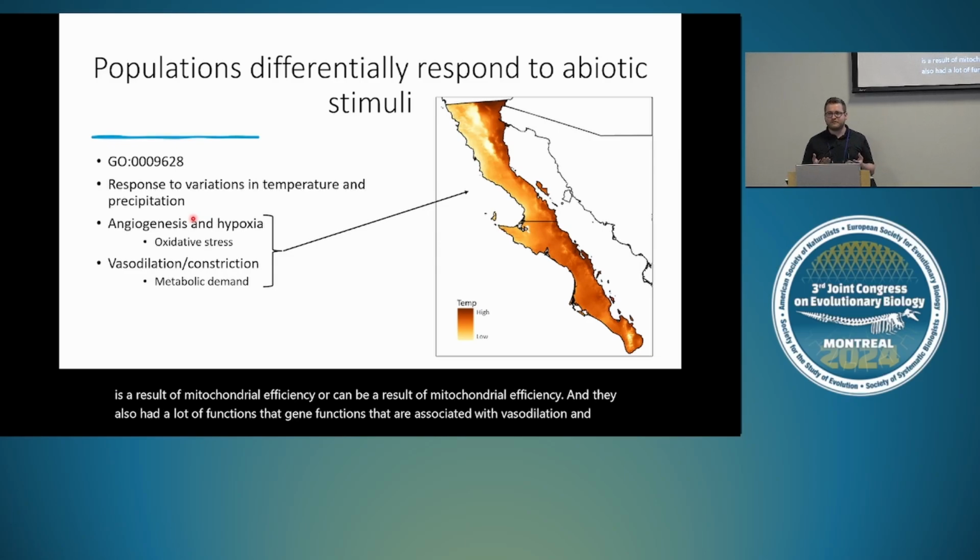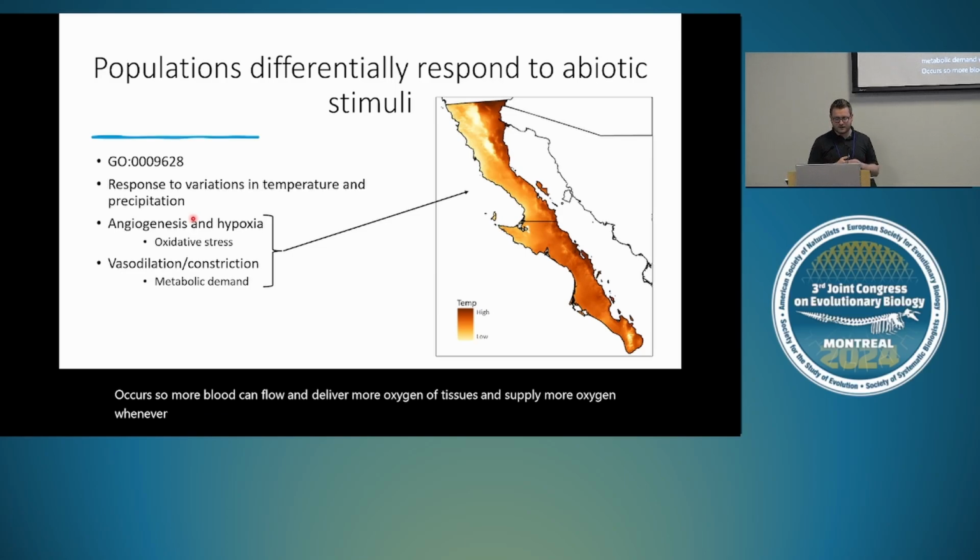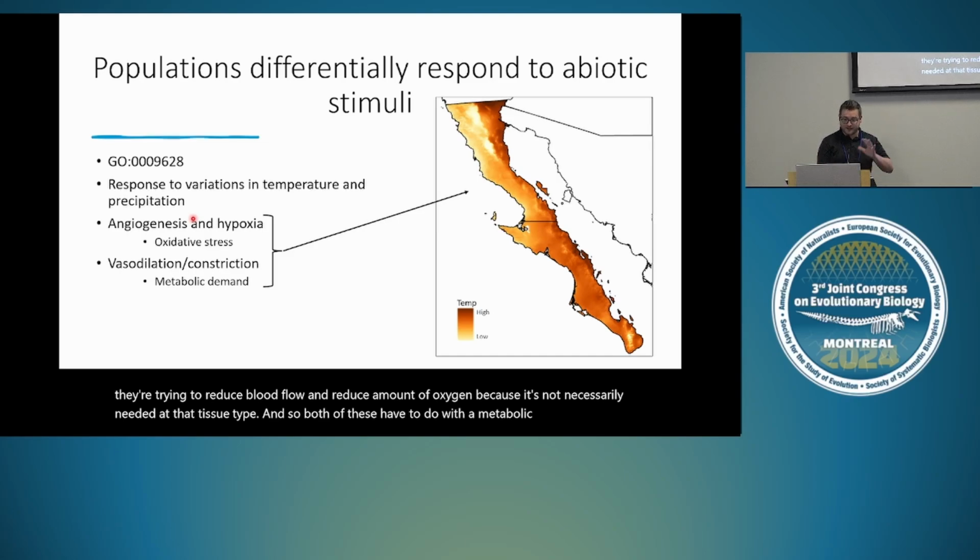which can be associated with metabolic demand, whereby vasodilation occurs so more blood can flow and deliver more oxygen to tissues whenever metabolic needs are present, or they can be constricted, doing the inverse, where they're trying to reduce blood flow and the amount of oxygen because it's not necessarily needed at that tissue type. Both of these have to do with metabolic demands, which is a pretty interesting theme we'll cover for the next few slides.